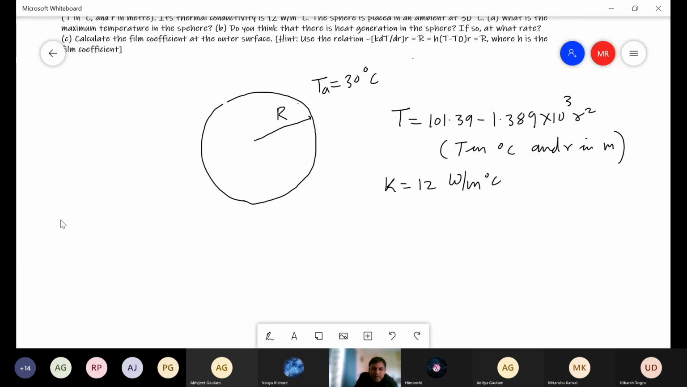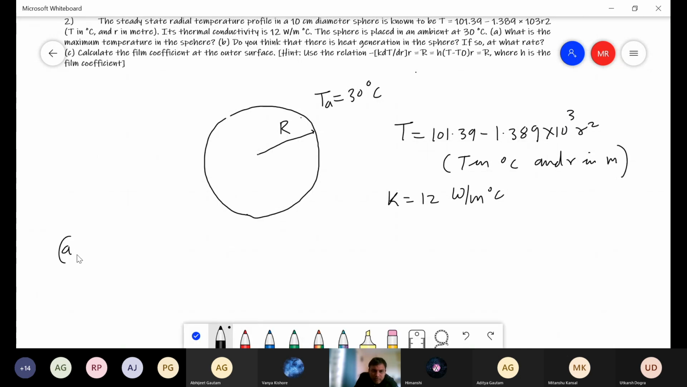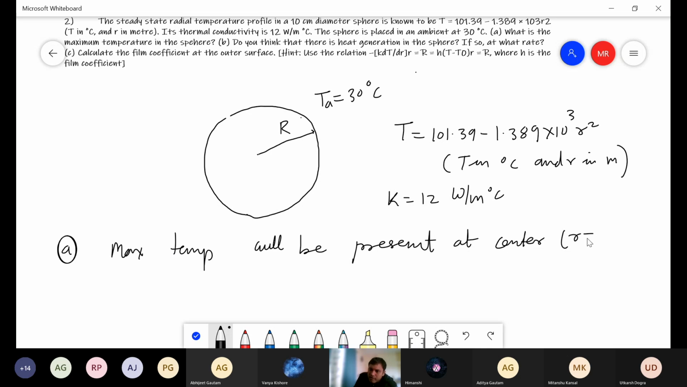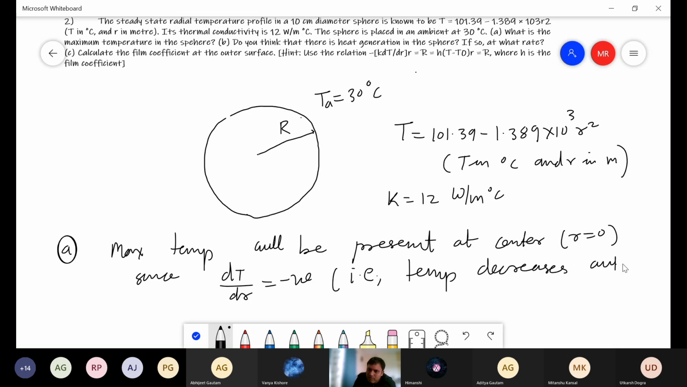Yes, sir. Maximum temperature will be present at the center, at r equals 0, since dT by dr is negative, that is, temperature decreases with increase in r. So therefore maximum temperature will be present only at the center. Correct?